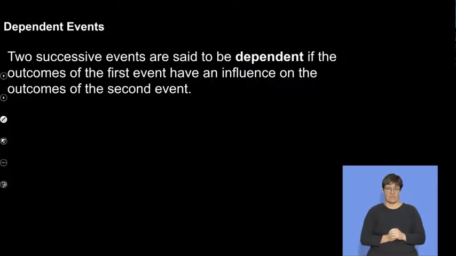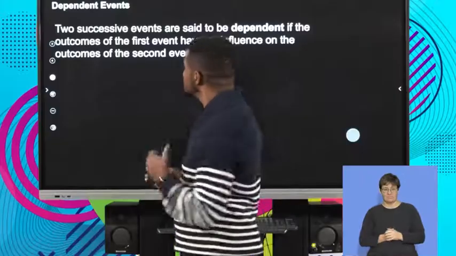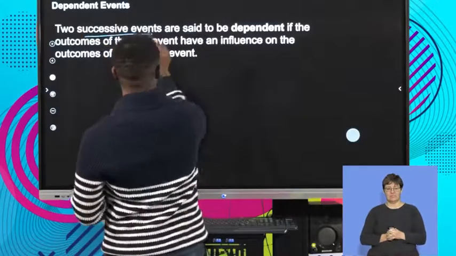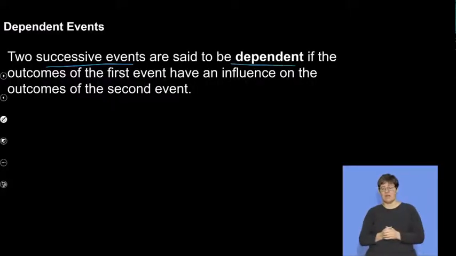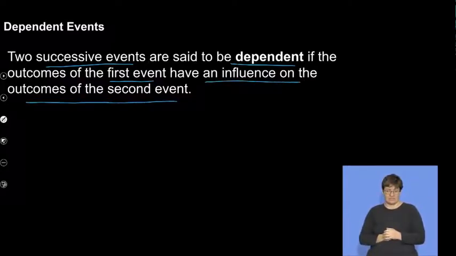Now, let's look at what a dependent event is. Two successive events are said to be dependent if the outcome of the first has an influence on the outcome of the second event. Very important. Are we together? The outcome of the first has an influence on the other outcome. Those are dependent events. Let's look at what that looks like.